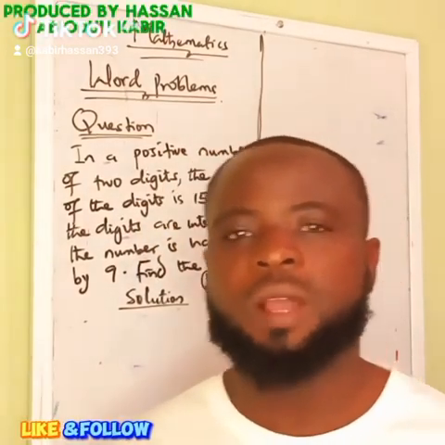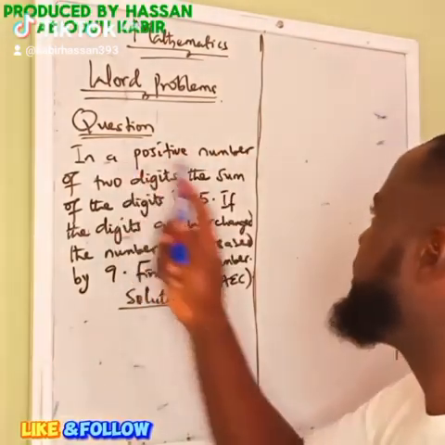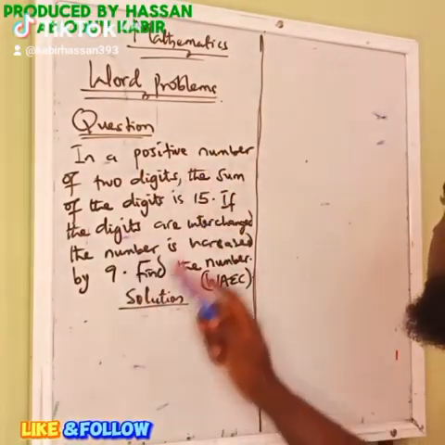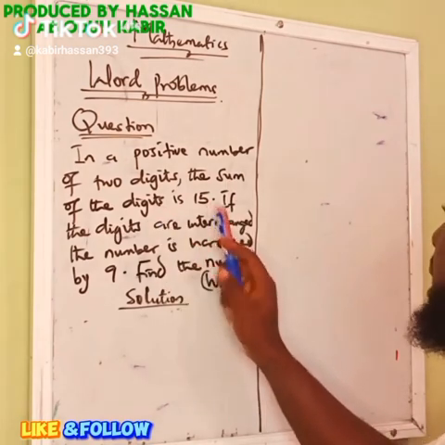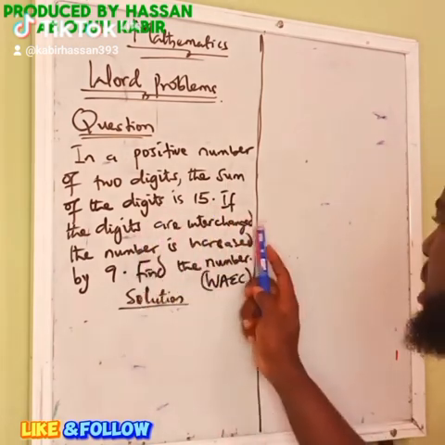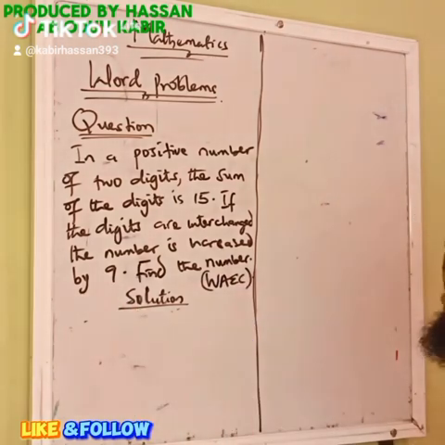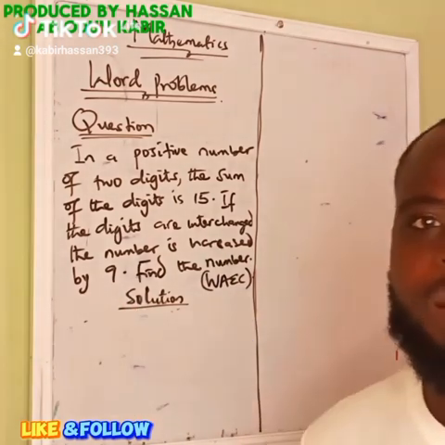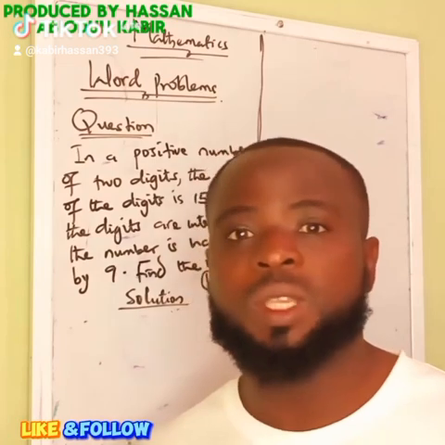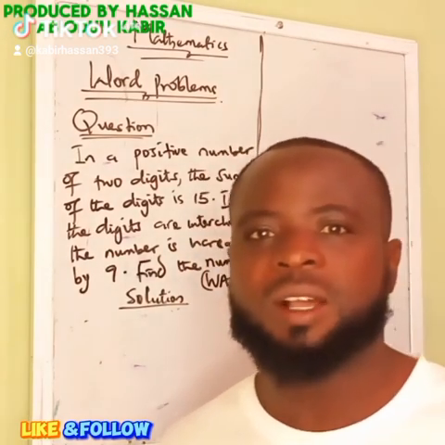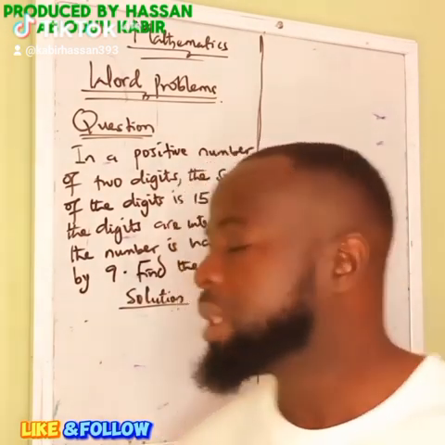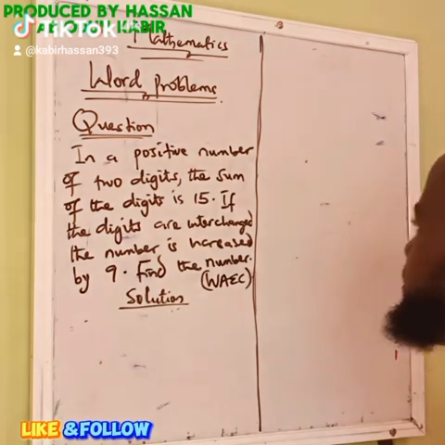Word problems. We have another question on it. In a positive number of 2 digits, the sum of the digits is 15. If the digits are interchanged, the number is increased by 9. You have to find the number. This is a WAEC question. Remember, I promised that this week is going to be all about word problems. Now, let's try to solve this together.